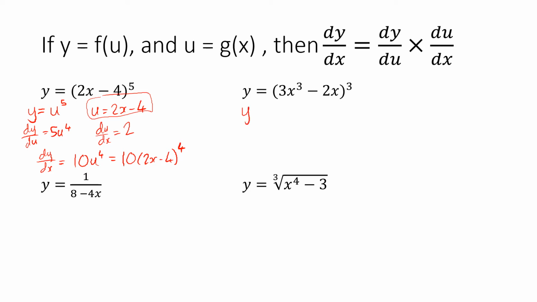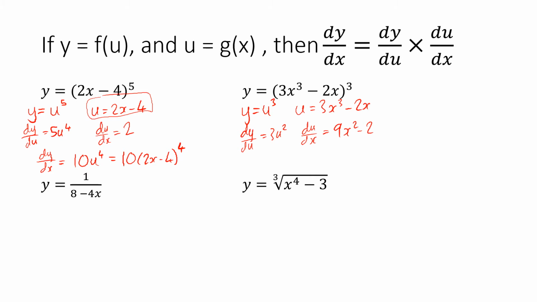Okay, let's look at the second one here. Again, we're going to say y equals u cubed. We're going to say u equals 3x cubed minus 2x, because that's what's inside our bracket. We're going to differentiate: dy/du is 3u squared. du/dx is 9x squared minus 2. Then we're going to multiply them together.